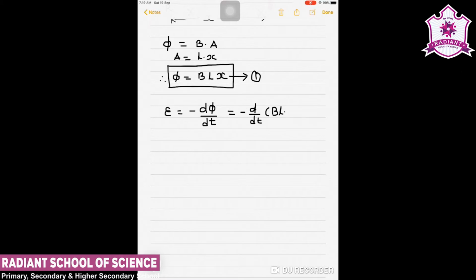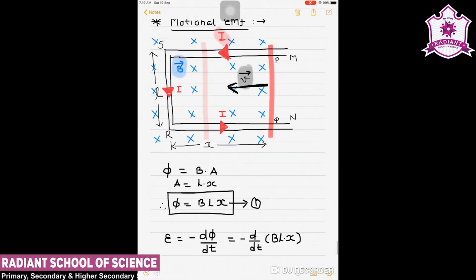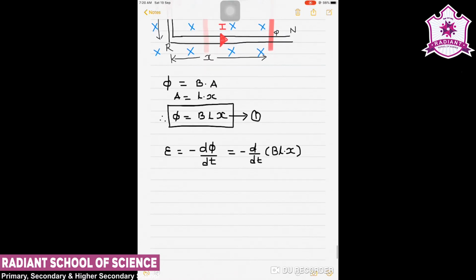BLX. Here it is very clear that the magnetic field is constant, and at the same time the length L also remains constant. So when the rod PQ is moving towards the left, only X will change. So we can replace that term here, that is minus B into L and then dx upon dt.